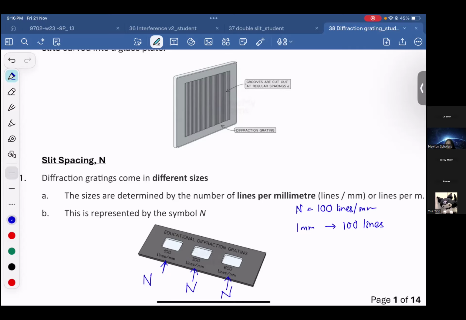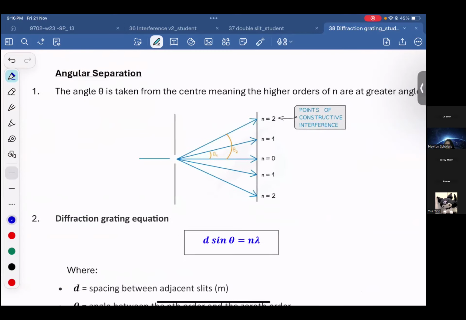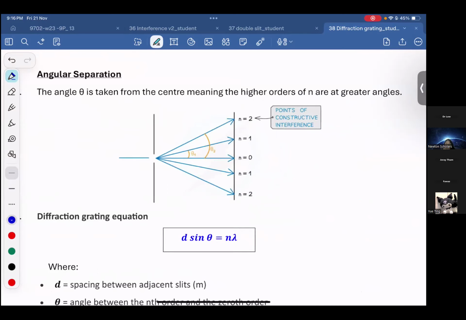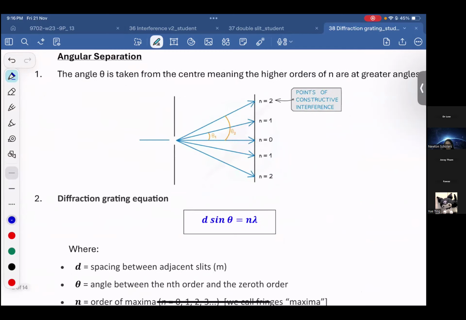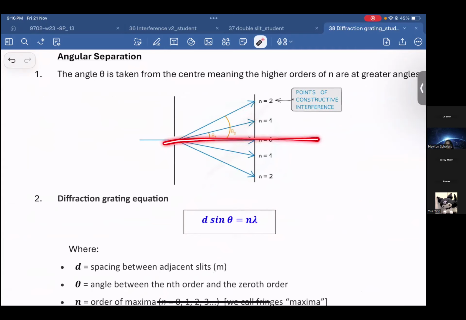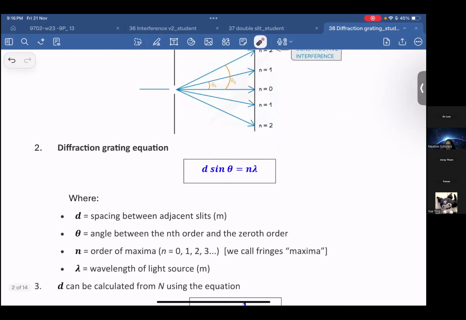Okay, Vashini, okay, dear. Next. This is the pattern that I showed you just now from the simulation. On the screen, we will find the pattern, dot, dot, dot, dot, dot. We can use this formula to find out how many dots we can observe on the screen. From the center here, n equals 0. Then another point, n equals 1. Another point, n equals 2. Going down is also the same, n equals 1, n equals 2. So we have this formula, d sine theta equals n wavelength.